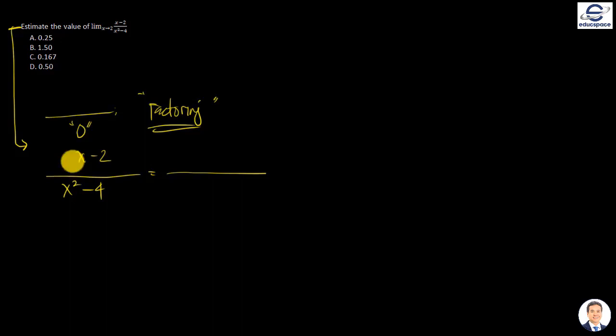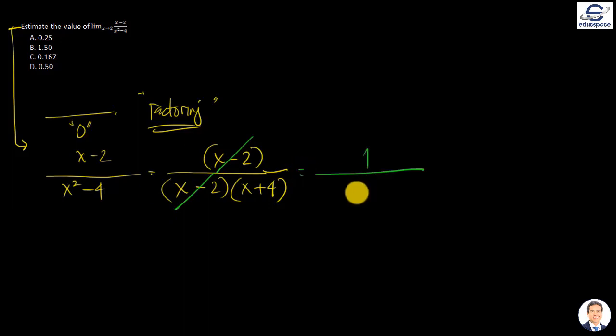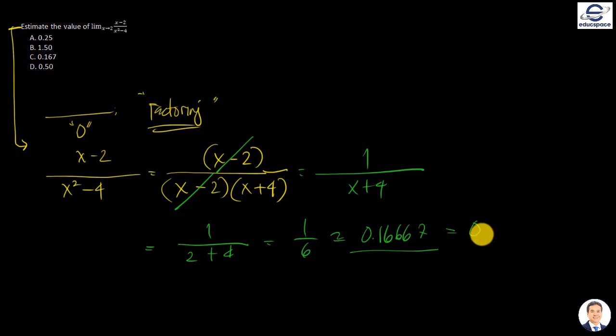Notice that in the denominator, we can simply factor this as (x minus 2)(x plus 4), and then here again we have x minus 2, hence we can simply cancel this. 1 over (x plus 4) is the remaining in our equation. So substitute the value of the limit, 2 plus 4, and therefore we have 1 over 6, which is basically 0.1667, or let's say 0.167, so that we have letter C as our answer.